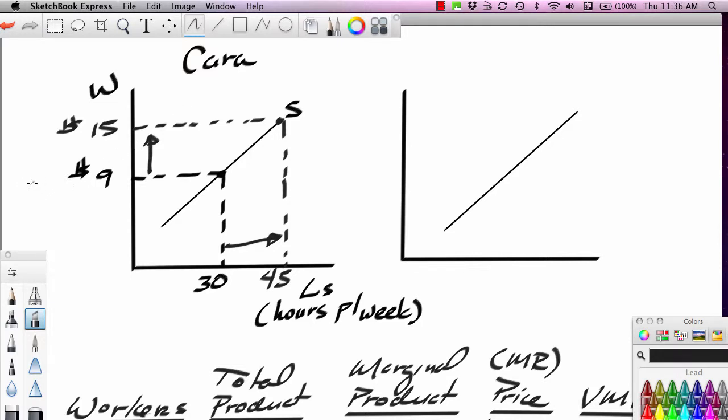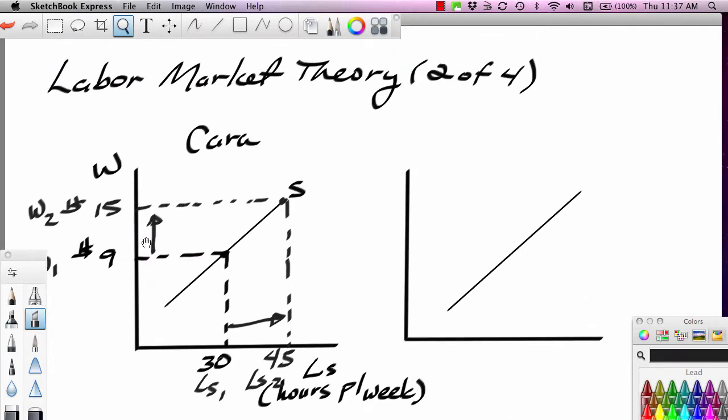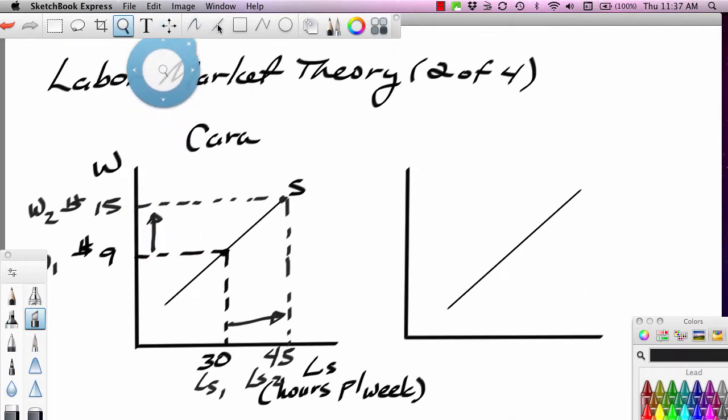So what happened here is the wage rate that Kara's paid increases from W1 to W2, from 9 to 15, and her labor supplied increases from 30 hours a week to 45 hours a week. As I said earlier, this is the law of supply. In fact, we can write this out. I've not left myself enough space, but I think we can wiggle it in here.